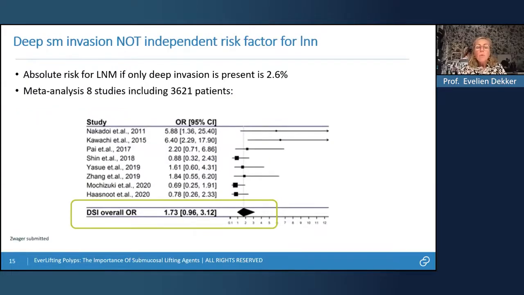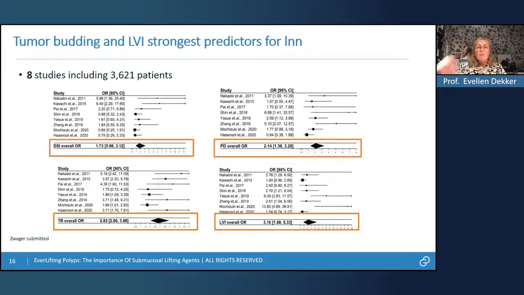We've recently performed a meta-analysis of all the patients in 8 studies, so overall covering over 3,500 patients. And what we saw is that the absolute risk for lymph node metastasis, if deep invasion is the only risk factor that's present, is only 2.6%. And as you can see here, the overall odds ratio is 1.73. So that's not really significant.